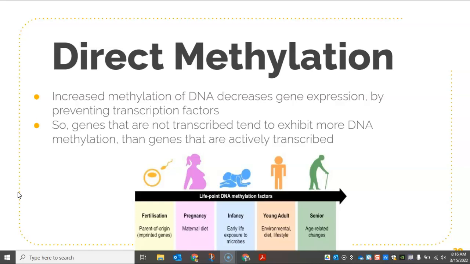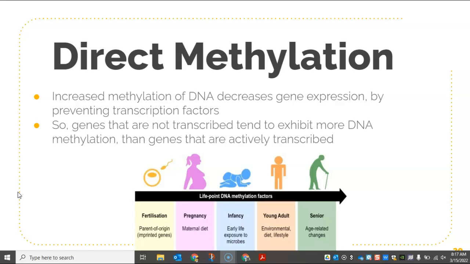So genes that are not transcribed regularly tend to exhibit more DNA methylation, right? Genes that are actively transcribed and continuously transcribed throughout life, they're going to be easier to get to, easier to untwist and unwind so that you can actually transcribe it. But when you are doing direct methylation, it's typically for genes that you're not transcribing ever, very rarely.